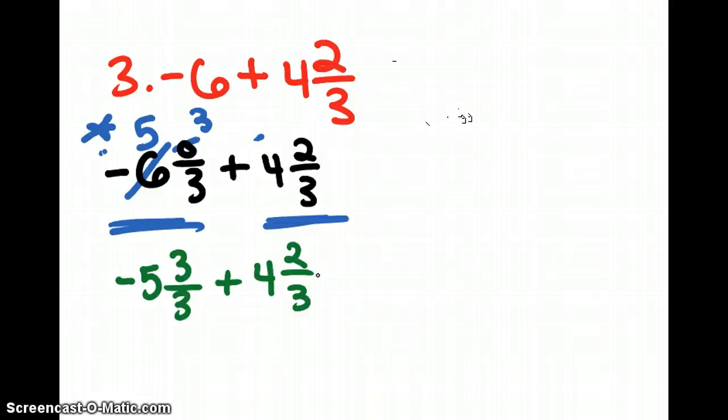And so I explained how a negative plus a positive will equal something. If the negative is bigger, it will equal a negative. If the positive is bigger, it's going to equal a positive. So it's going to be 5 minus 4, which would equal 1, and then 3 minus 2, which would equal 1, and then you have to add your denominator, and that would be 3.